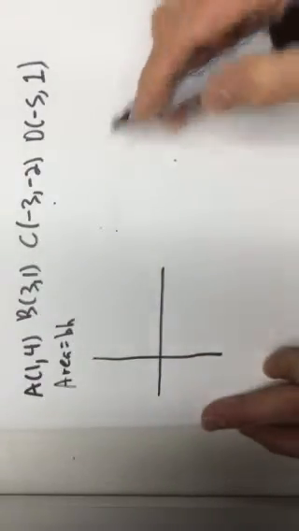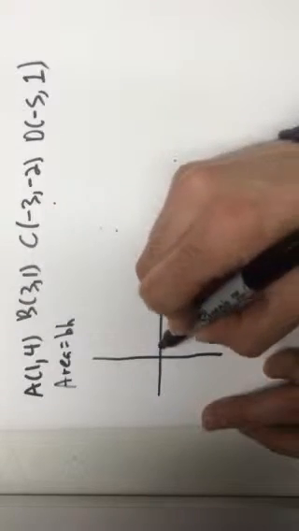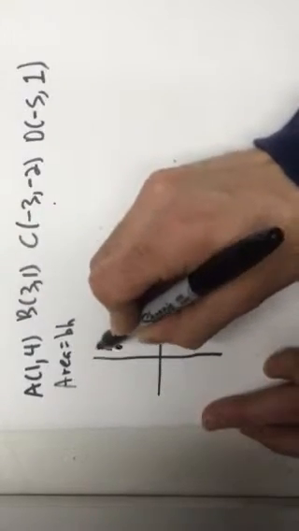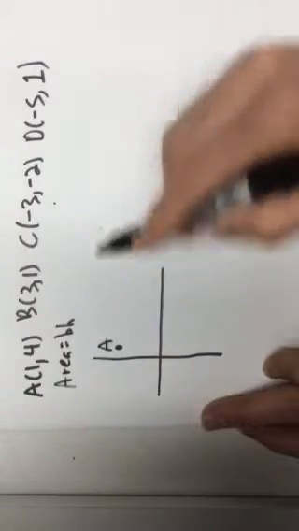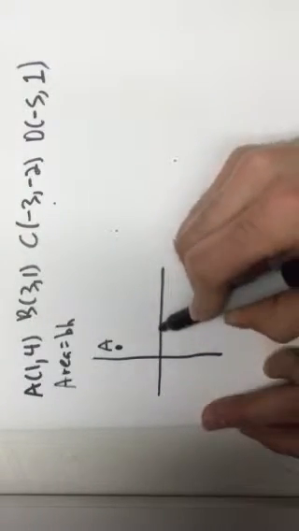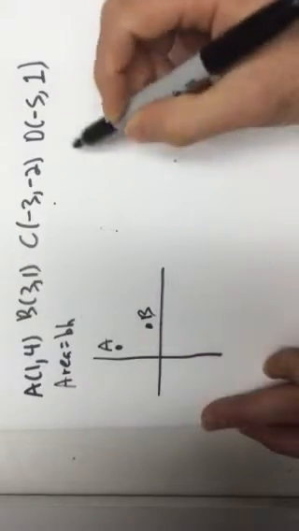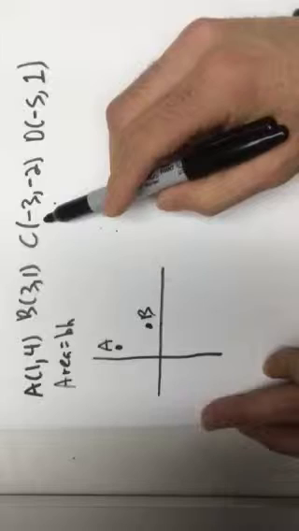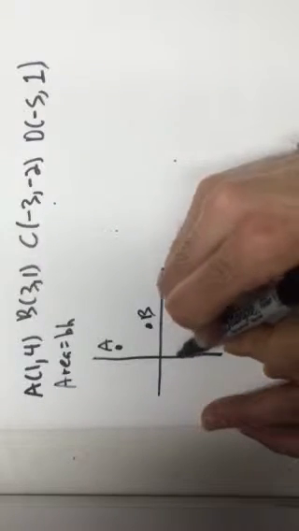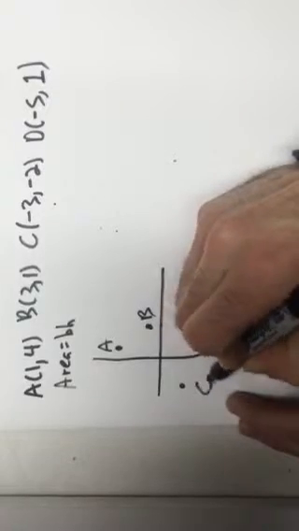Okay. So point A is at (1, 4). So that's right 1, up 4. Put a dot. That'll be point A. Point B is (3, 1). So I go right 3 and up 1. That'll be point B. Point C is at (-3, -2). So that would be left 3, down 2. That would be point C.